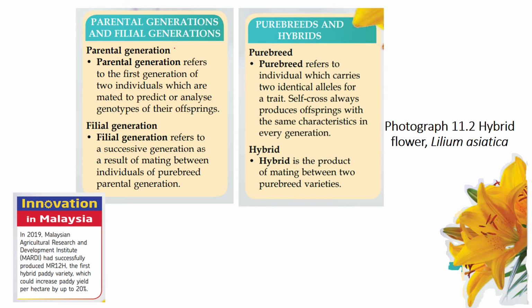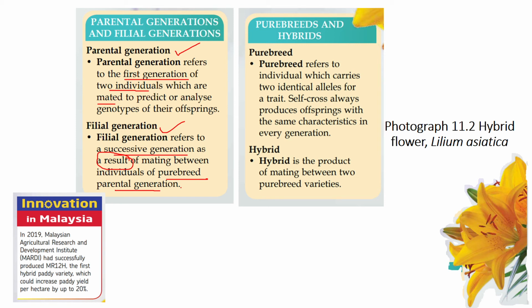Okay, next one we have parental generation ataupun parents ataupun dia punya induk, which refers to the first generation of two individuals which are mated to predict or analyze genotypes of their offspring. Manakala filial generation ini merujuk kepada successive generation, hasil ataupun results of mating between individuals of purebred parental generation.